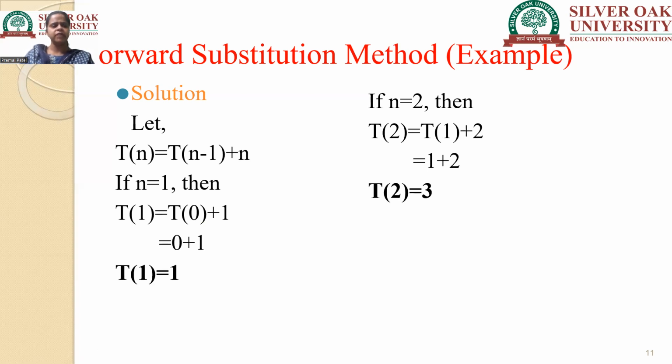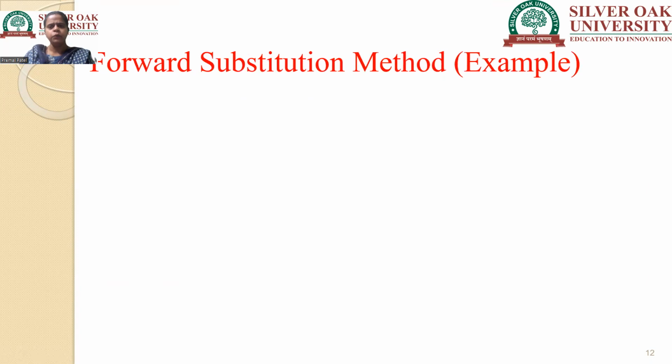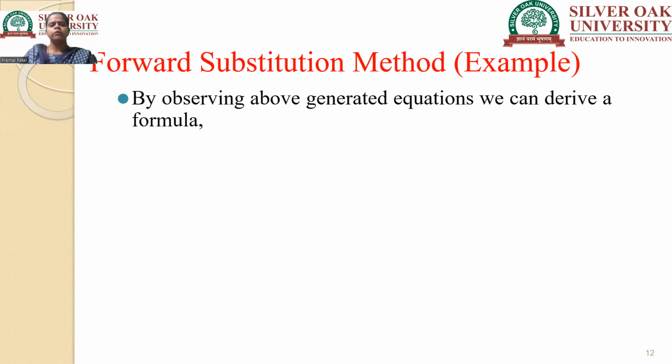Now again we increase the value of n, so n = 3. If we put n = 3, then T(3) becomes T(2) + 3. We already got the value of T(2), which is 3, so 3 + 3. We get the answer T(3) = 6. Now, by observing the above generated equations, are you able to guess what the formula will be?